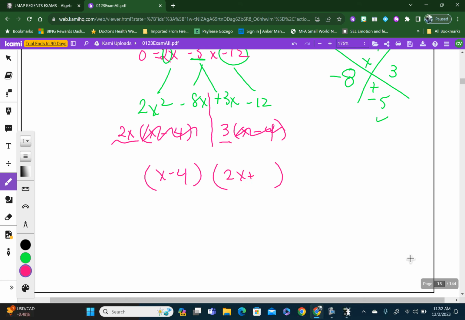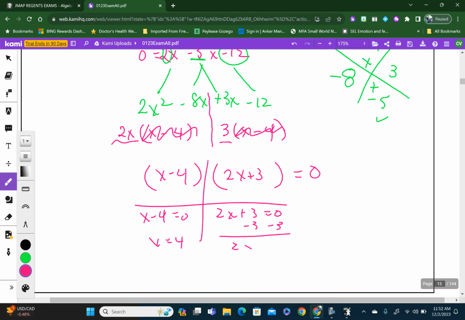And since it says solve, I'm going to set them equal to 0 and split them. x minus 4 equals 0, so x equals 4 is one of my answers. And then I have 2x plus 3 equals 0, minus 3 minus 3. So I get 2x is equal to negative 3, divide by 2, divide by 2. So I get x equals negative 3 halves. Okay, so this is what I think. However, I have to actually plug this in.